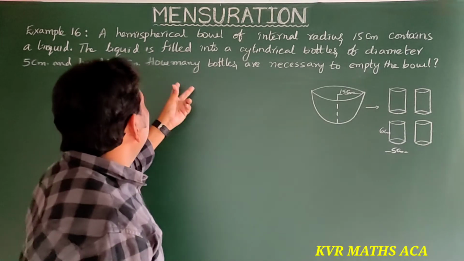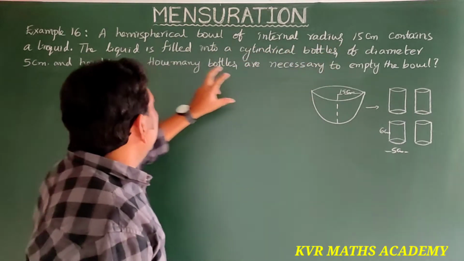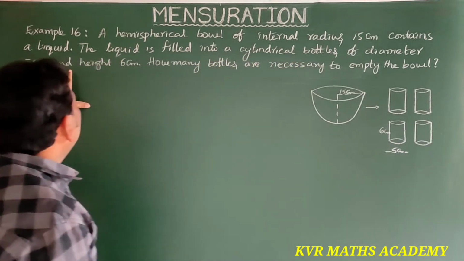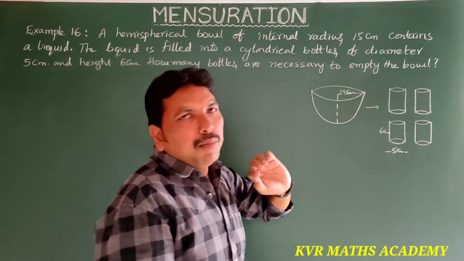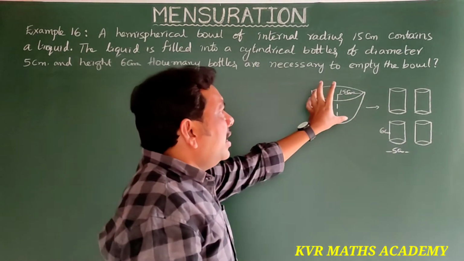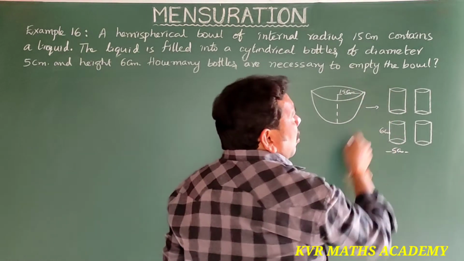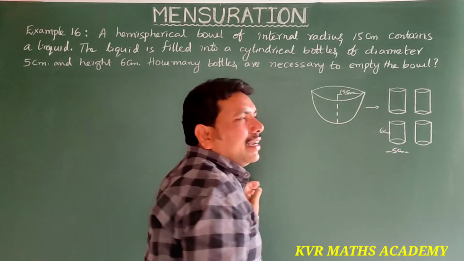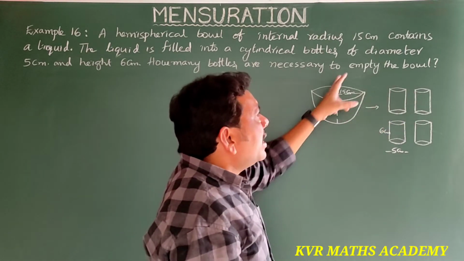See, this is example 16. A hemispherical bowl of internal radius 15 centimeters contains a liquid. The liquid is filled into cylindrical bottles of diameter 5 centimeters and height 6 centimeters. How many bottles are necessary to empty the bowl? A hemispherical bowl of radius 15 centimeters contains a liquid. It is filled into cylindrical bottles of diameter 5 centimeters and height 6 centimeters. So, how many bottles are needed to empty the bowl?